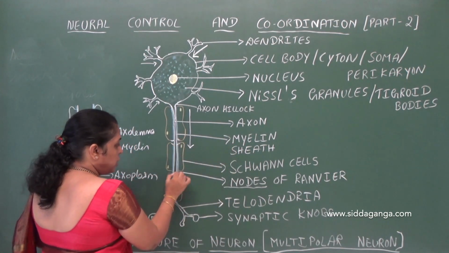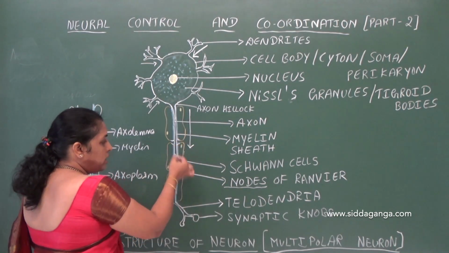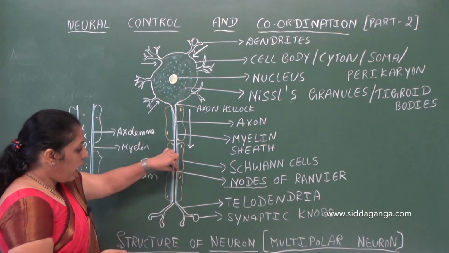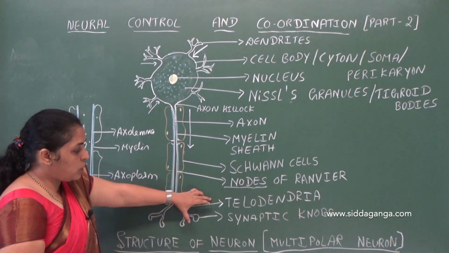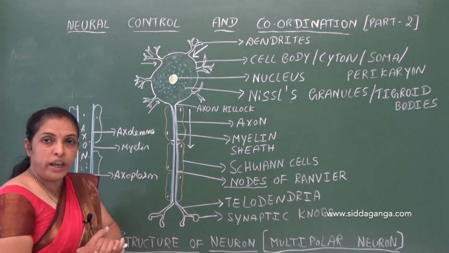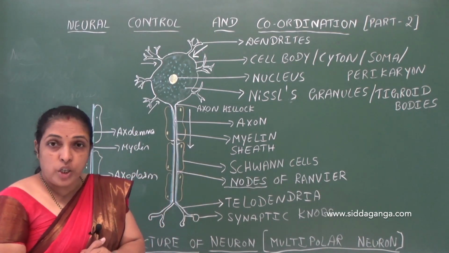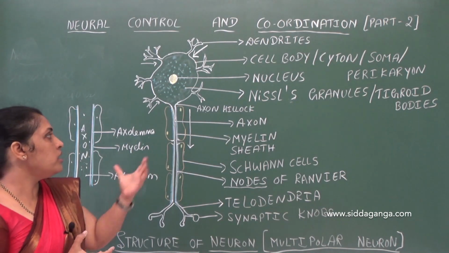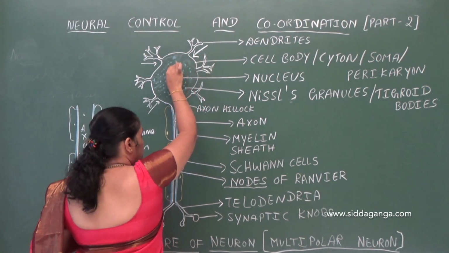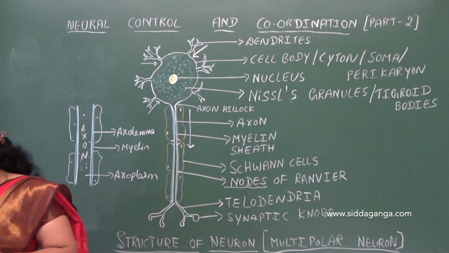It is interrupted at a region called the nodes of Ranvier, and we see cells called Schwann cells, which mainly help in the formation of the myelin sheath. The axon ends and branches at its terminal end, giving rise to telodendria, and the telodendria end with knob-like structures called synaptic knobs, which contain mitochondria and neurotransmitters like acetylcholine. This is about the structure of a neuron. Dendrites carry information towards the cell body, whereas the axon carries information away from the cell body. Next we will go for types of neurons.